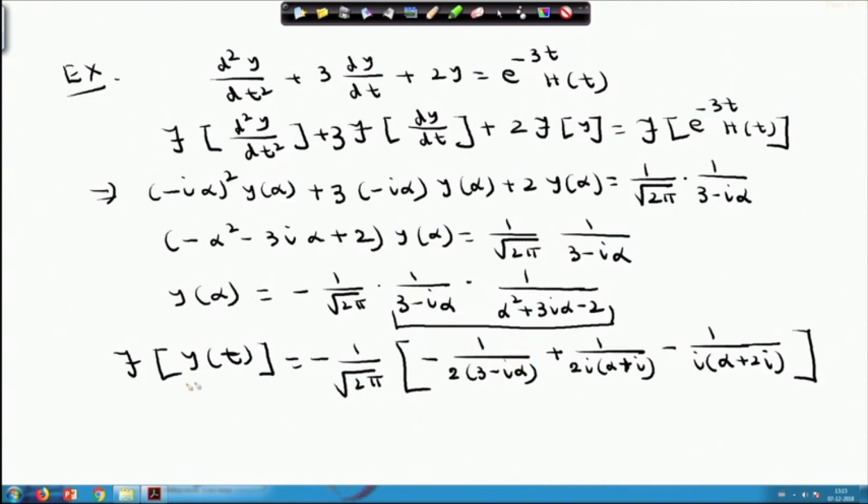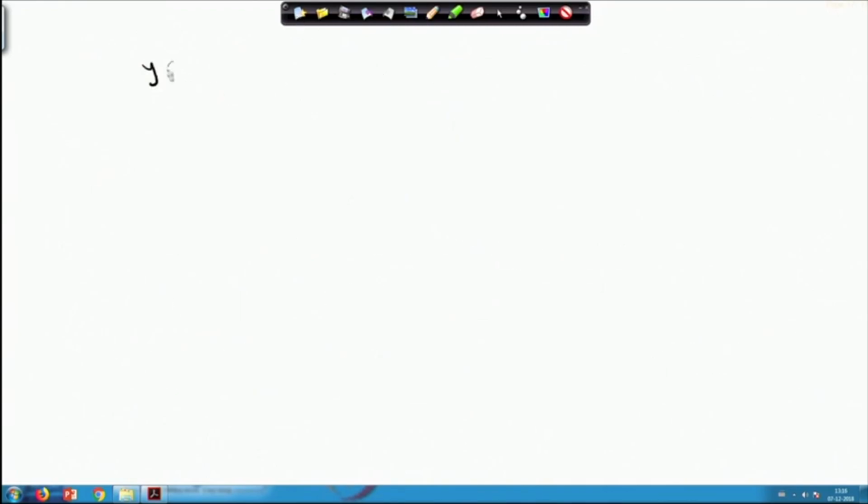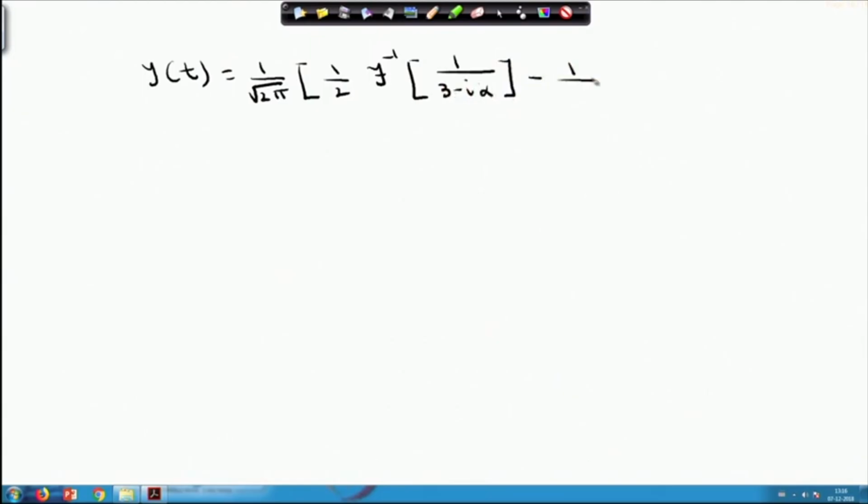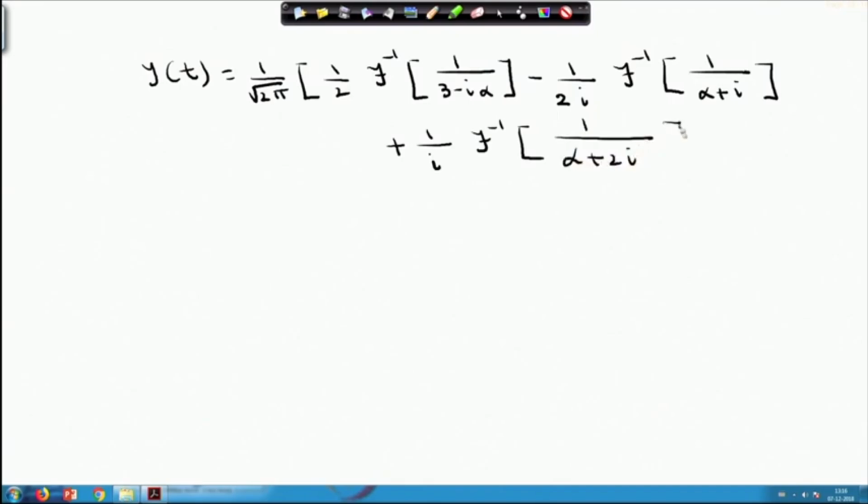So, once I am getting the Fourier transform of y(t), from here you can write down y(t) using the inverse Fourier transform: minus 1 by root 2 pi, we can take outside, half into the Fourier inverse of 1 by (3 minus i alpha), minus 1 by 2i Fourier inverse of 1 by (alpha plus i), plus 1 by i into the Fourier inverse of 1 by (alpha plus 2i).